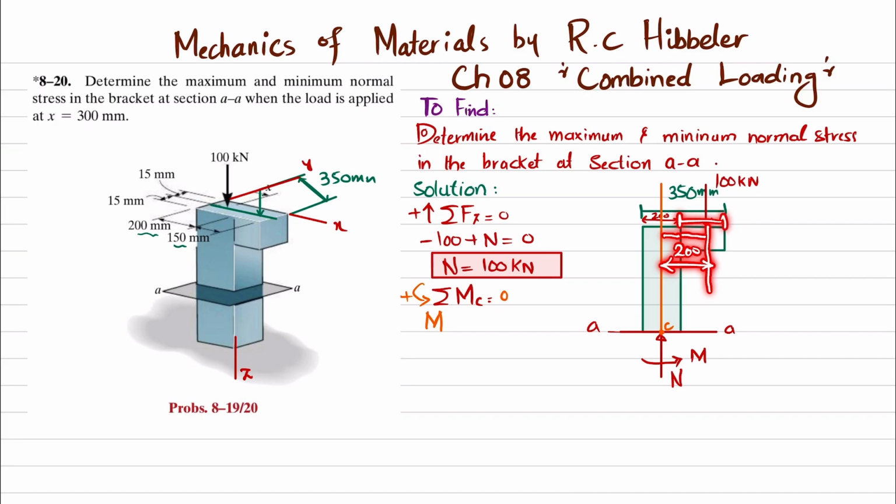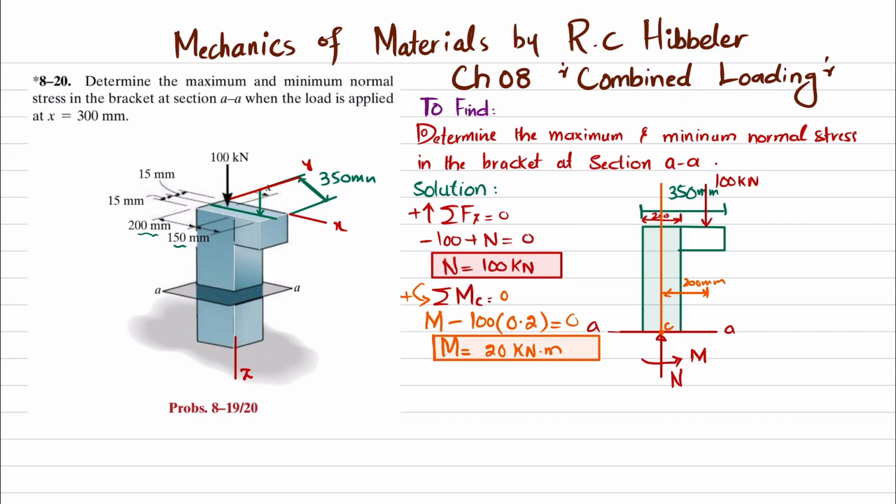This is 150, so 50 is left over here, and this is 100, so 200. The distance from here to this point is 200 millimeter, and this vertical force times the perpendicular distance produces clockwise rotation about point C. So I write M minus 100 into 0.2, since 200 millimeter is 0.2 meter. From here you get the moment M equal to 20 kilonewton meter.